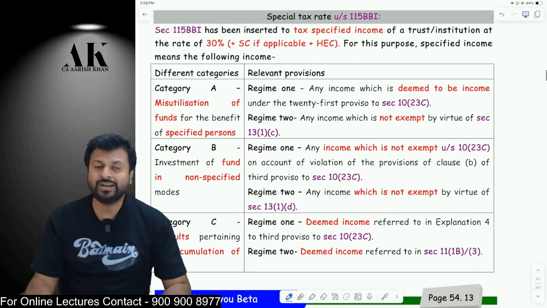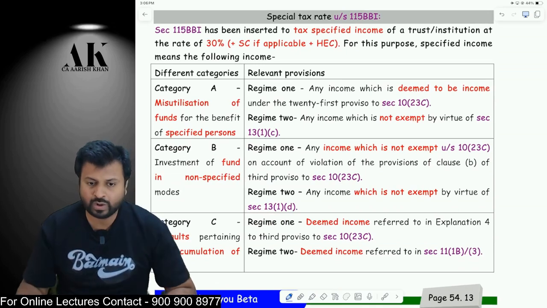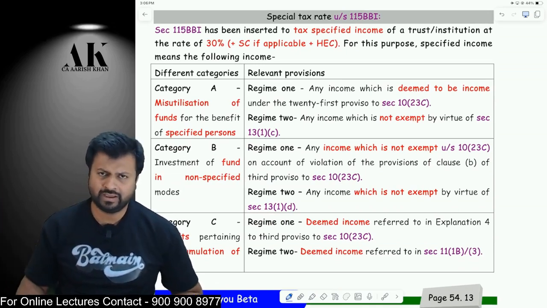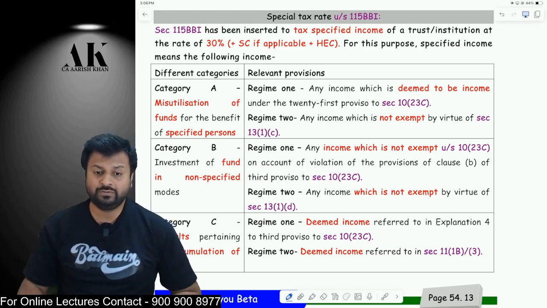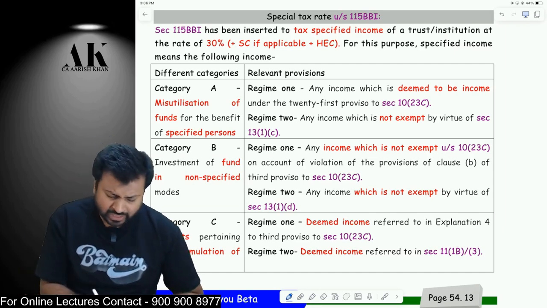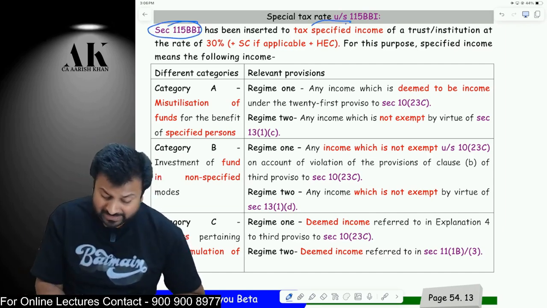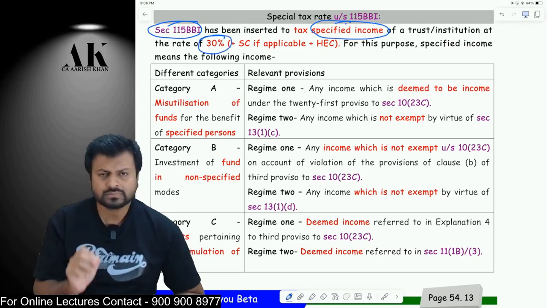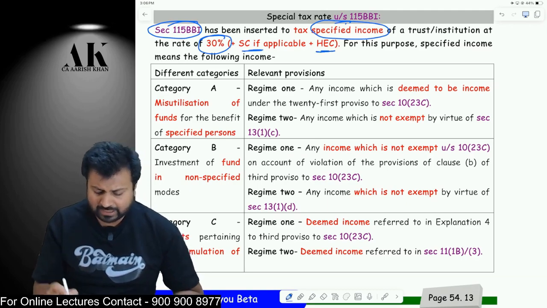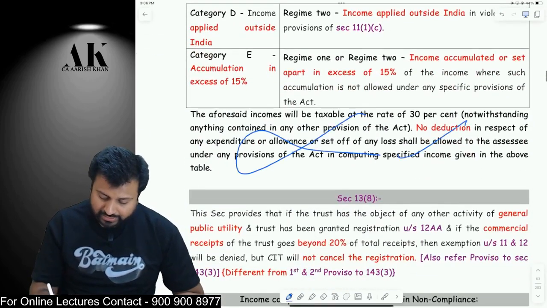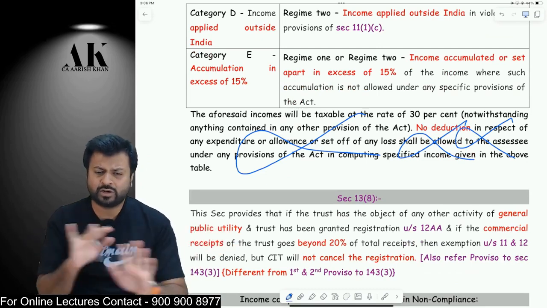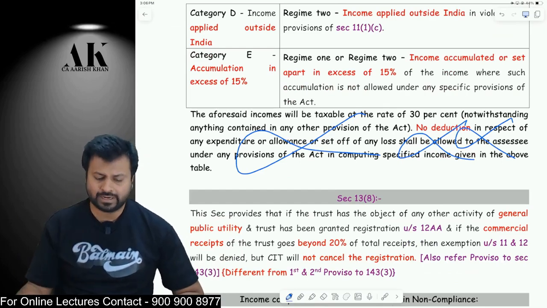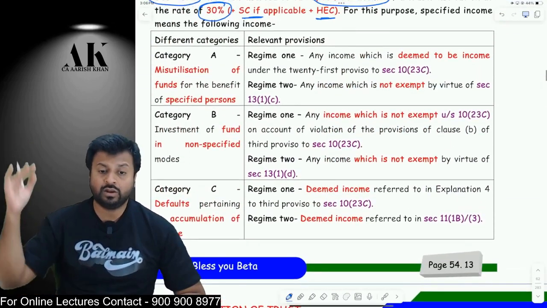Then one special rate has been brought in by the Finance Act 2021 or 22. I don't remember the year exactly, but it is the recent one of the 2 financial years. That is section 115BBI. What is this section, sir? In this section, if you earn certain specified income, then you will be liable for 30% tax plus surcharge if applicable, and you are not going to get deduction of any expenses, allowances, or set off of loss. Nothing will be allowed against this particular income. It will be directly taxable at 30%, just like the way a lottery income is charged.